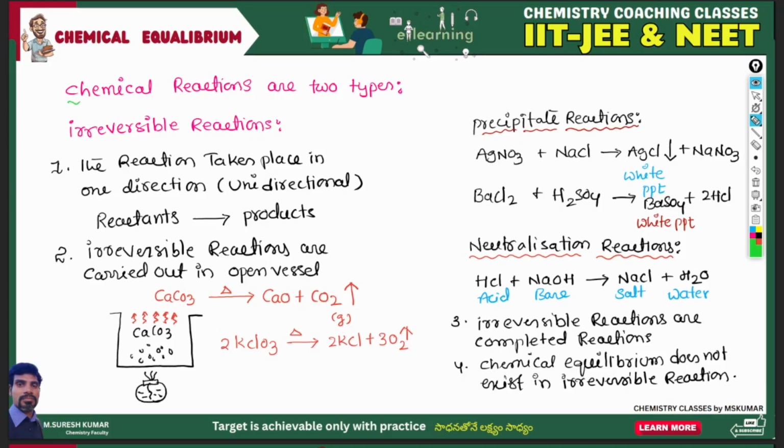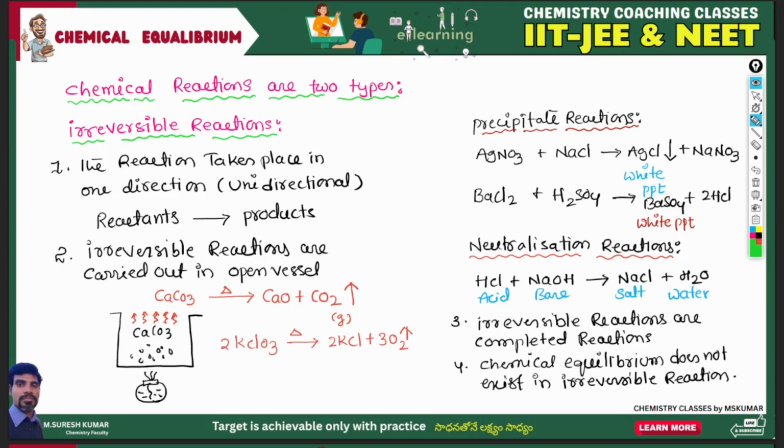Okay, this is information regarding irreversible reactions. Once again, I repeat, the characteristics of irreversible reactions. Irreversible reactions take place in only one direction. Reactants convert into products. Products never can be reacted back. Second thing, irreversible reactions are generally carried out in open vessels.